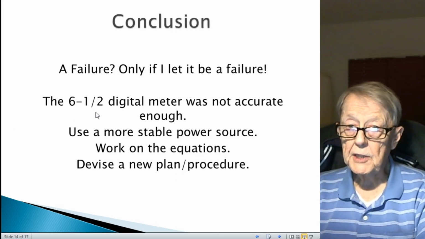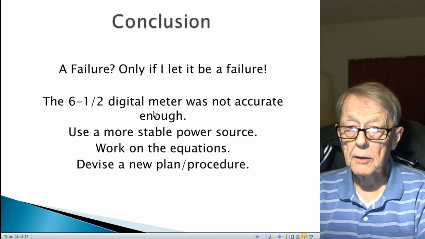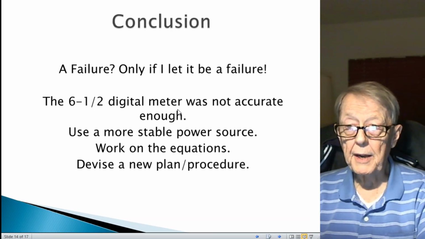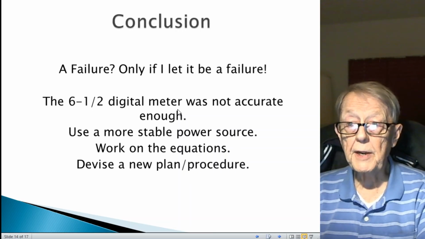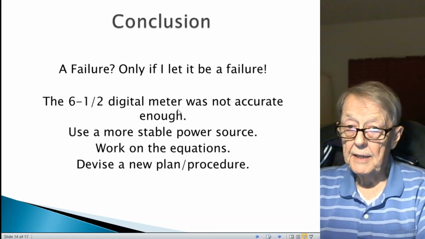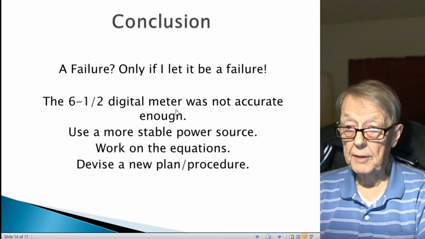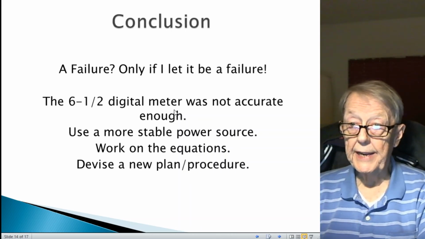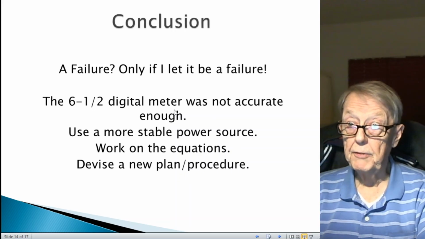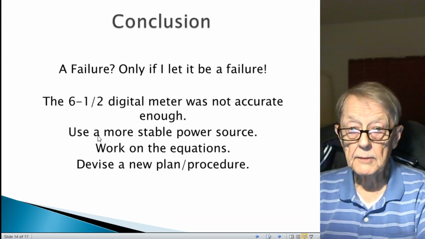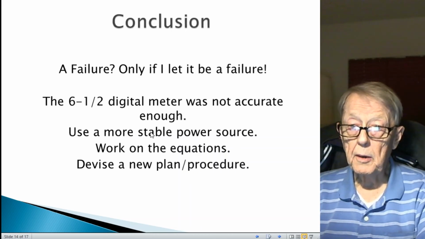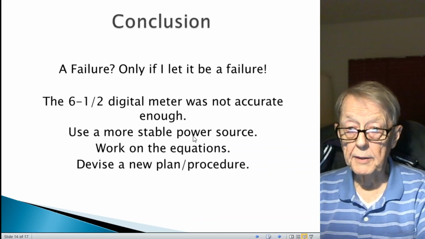I used a 6.5 digit digital meter, and it was apparently not accurate enough. I could have rented a 7.5. That would rent for $300 a month, plus handling. So it would be more like $350 or something. Use a more stable power source. Better meter, more stable power source. That would cost me some more to rent.